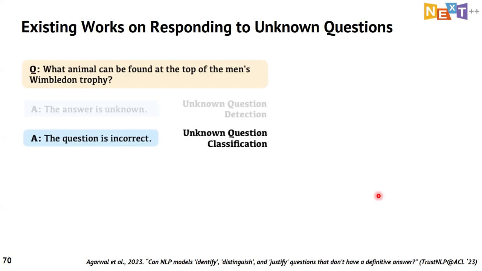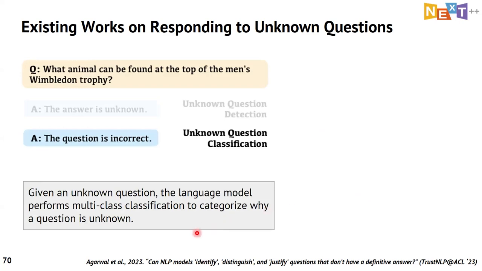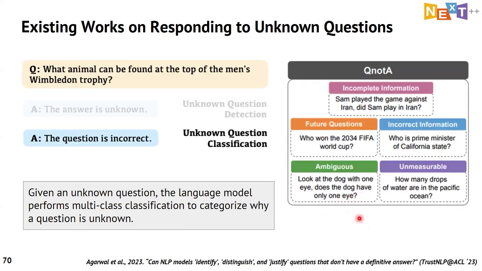And another group of existing works formulates it as an unknown question classification problem. So the problem definition becomes: given an unknown question, the language model performs multi-class classification to categorize why a question is unknown. For example, in this work, they categorize unknown questions into five different types, including incomplete questions, futuristic questions, incorrect questions, ambiguous questions, and unmeasurable questions. The LLM will first conduct the multi-class classification to classify what type the current question is. For example, it will respond that the question is incorrect. Compared with unknown question detection, this type of approach can provide more information to help the user know why the provided question is unknown.